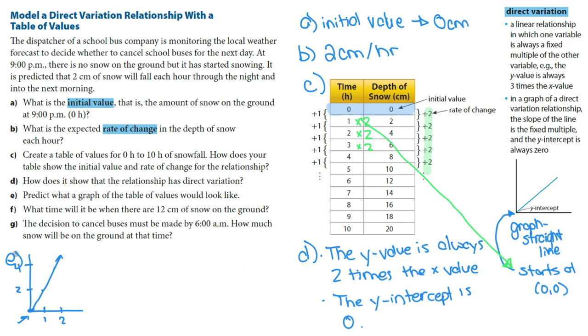F, at what time will there be 12 centimeters of snow on the ground? We can just look at the table, and it's right there. In 6 hours, right? So we would do 9 p.m. plus 6 hours, and that would be 3 a.m. And G, the decision to cancel buses must be made by 6 a.m. How much snow would be on the ground at 6 a.m.? 6 a.m. would be 9 hours after the snow started to fall, which would be right here, and it would be 18 centimeters of snow on the ground.